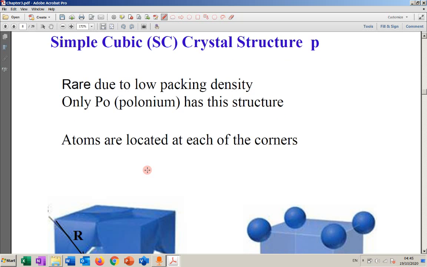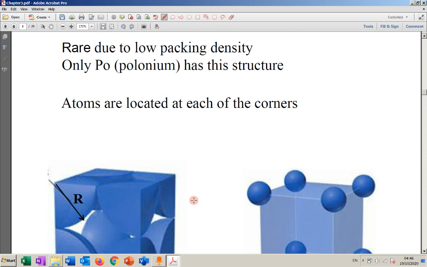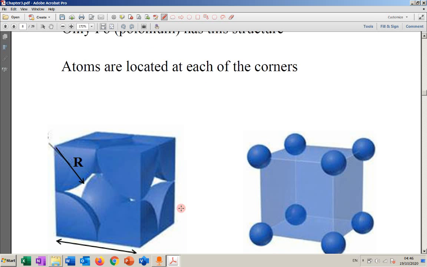The first one is simple cubic. The simple cubic crystal structure is, they call it rare. Why? Because it has a low packing density. So it's rarely elements that will go for this and arrange themselves in this manner. They don't like it. Why? They want to be dense, so they will go for the other crystal structures.